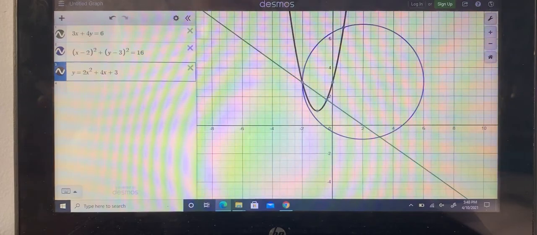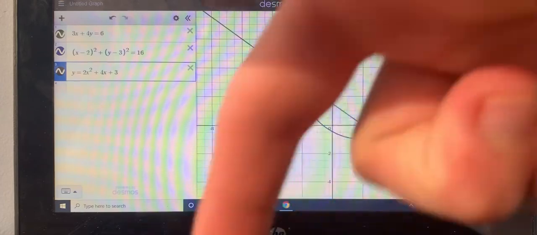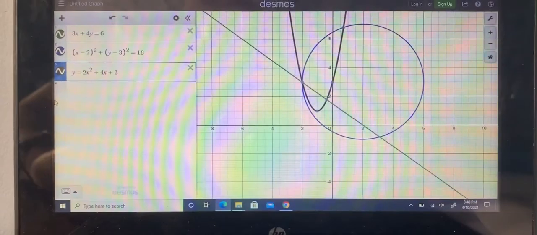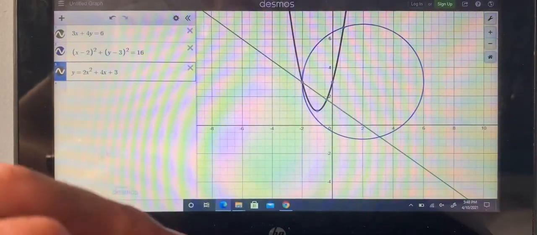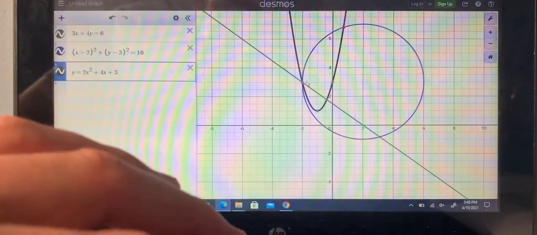Don't worry, we have a PowerPoint for this one, but I'm going to start off on Desmos because today we're going to be learning about intersections between quadratics, parabolas, lines, and circles. As you can see here, the intersection between the line and the circle is going to be here and here.